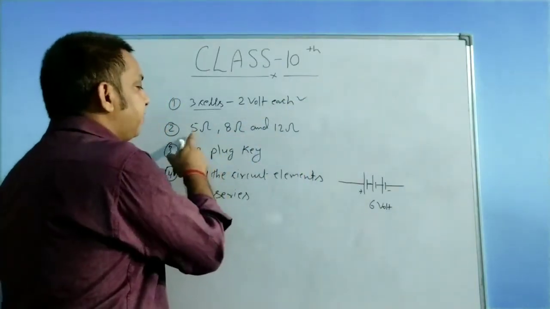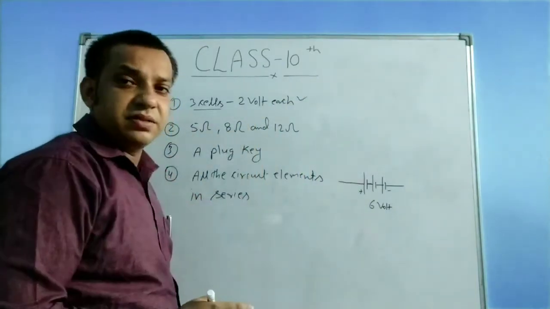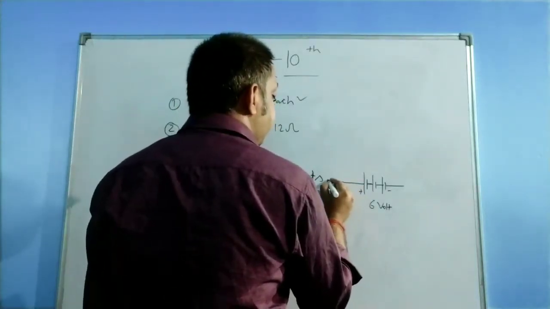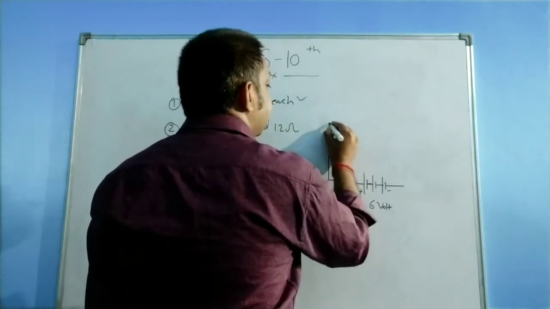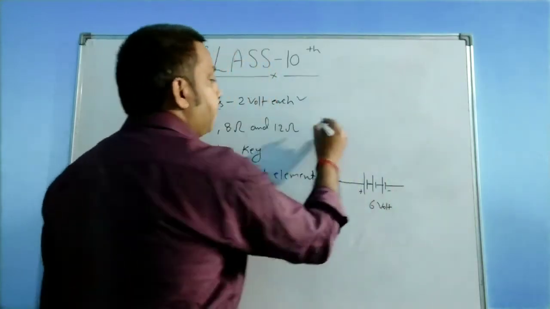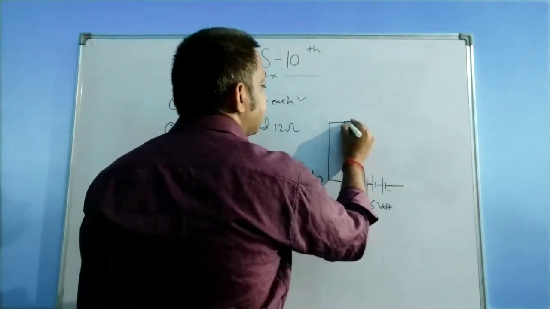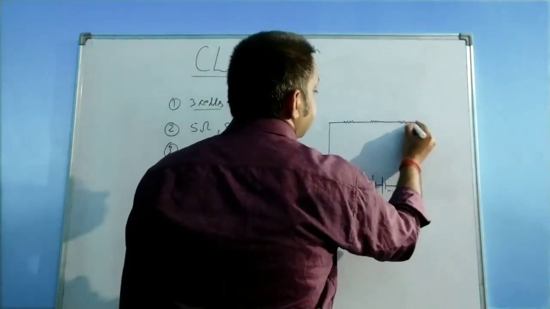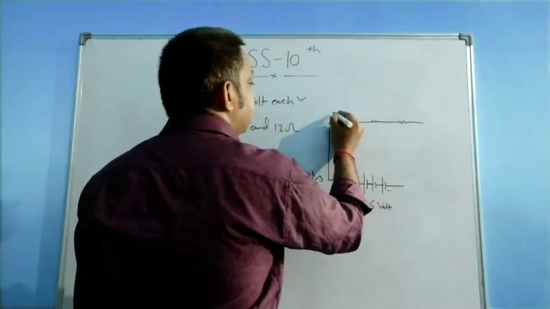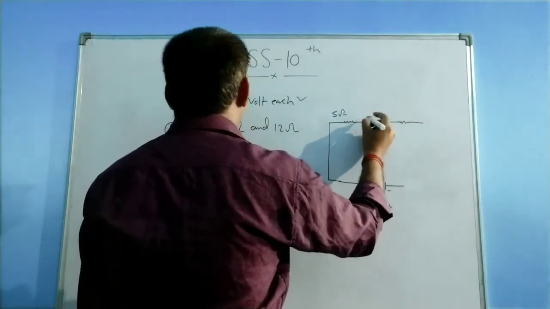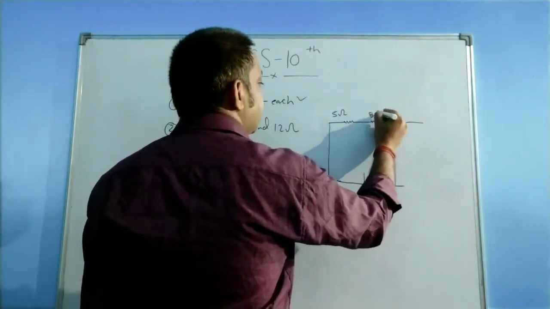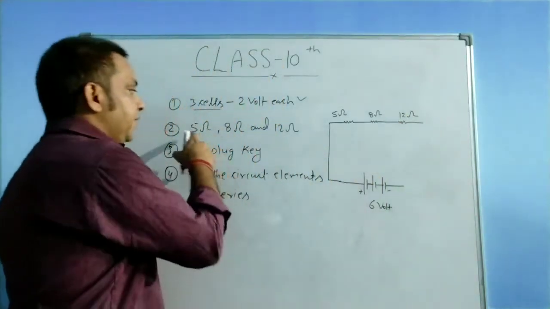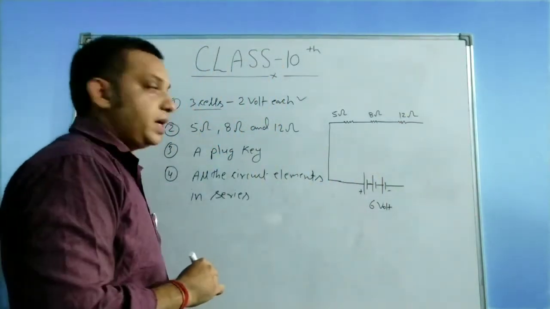Second, we have to connect the 5 ohm, 8 ohm and 12 ohm resistors in the series combination. In the series combination, you know that we have to connect them head to tail in this arrangement. So I am connecting: this one is the first resistor, this one is the second resistor and this one is the third resistor. I am putting the values 5 ohm, 8 ohm and 12 ohm, as given in the question, and these 3 are in the series combination.